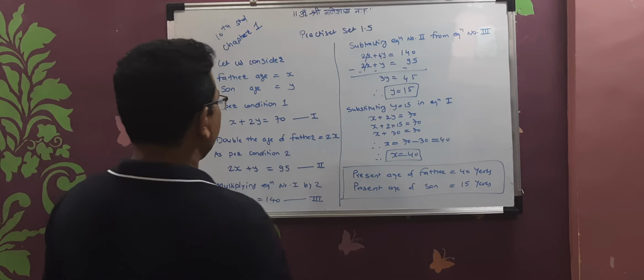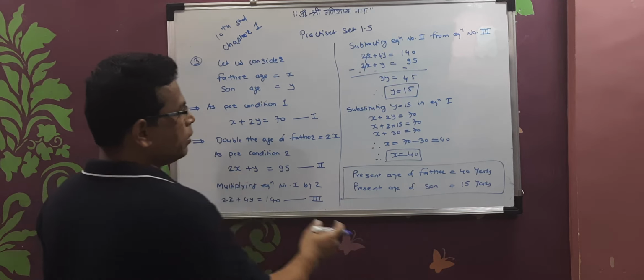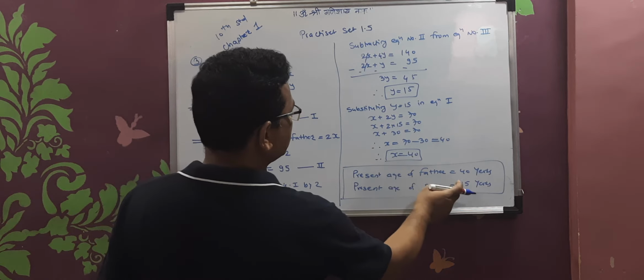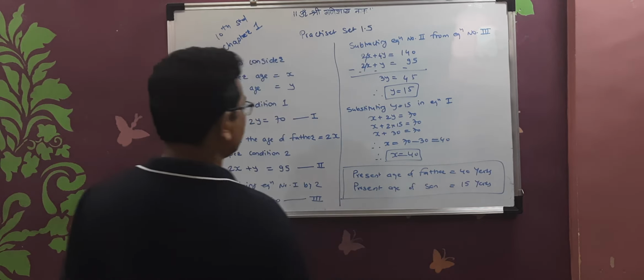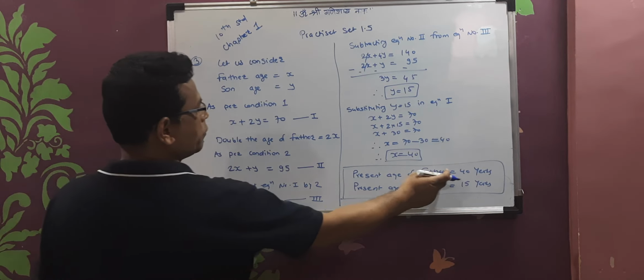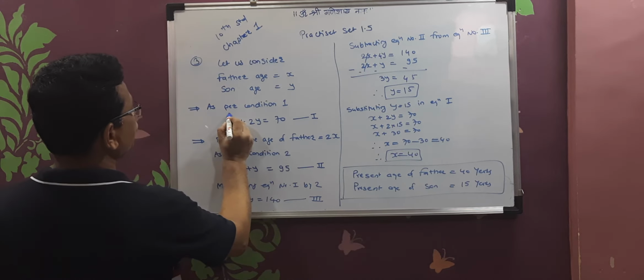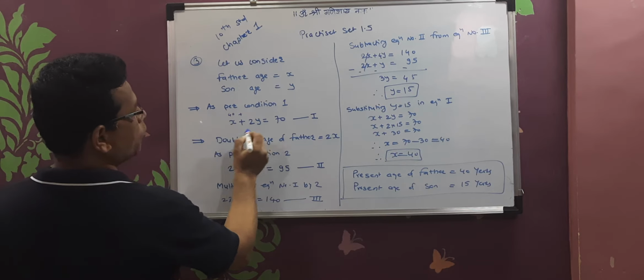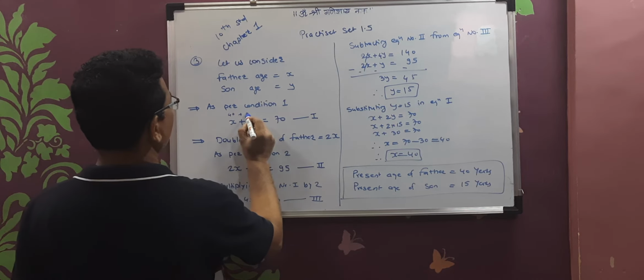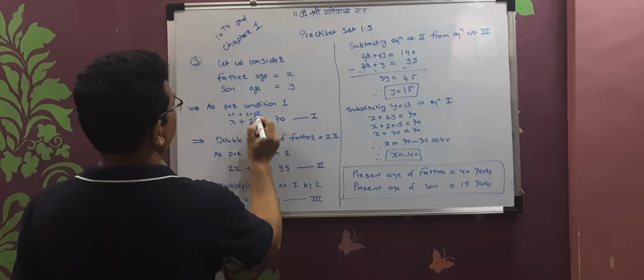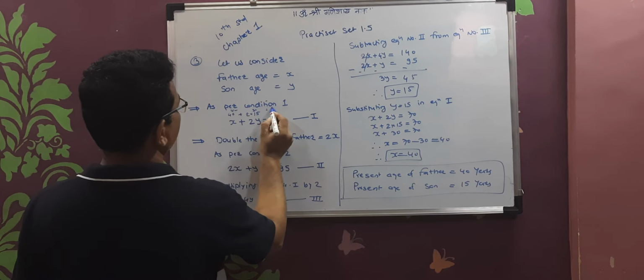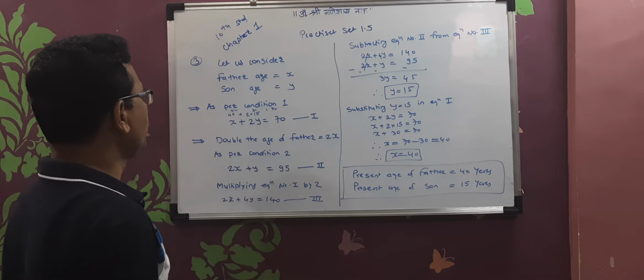If you want to find out whether the answer is correct or not, so what we will do, this is father's age, we have taken x, so it is 40 plus 2y. So 2 into y is 15. This is 30 plus 40 is equal to 70. So it is fulfilling the equation.